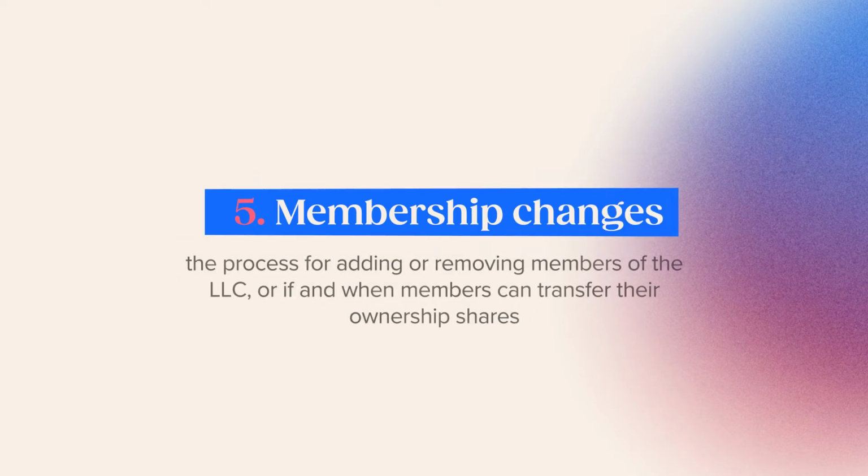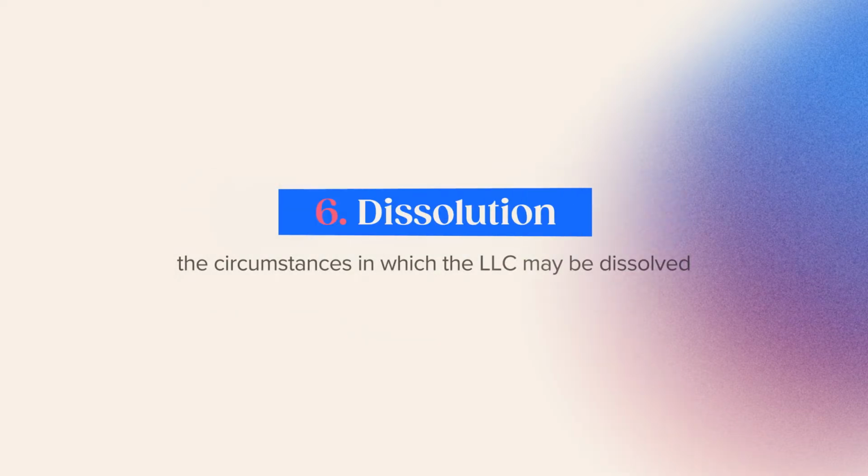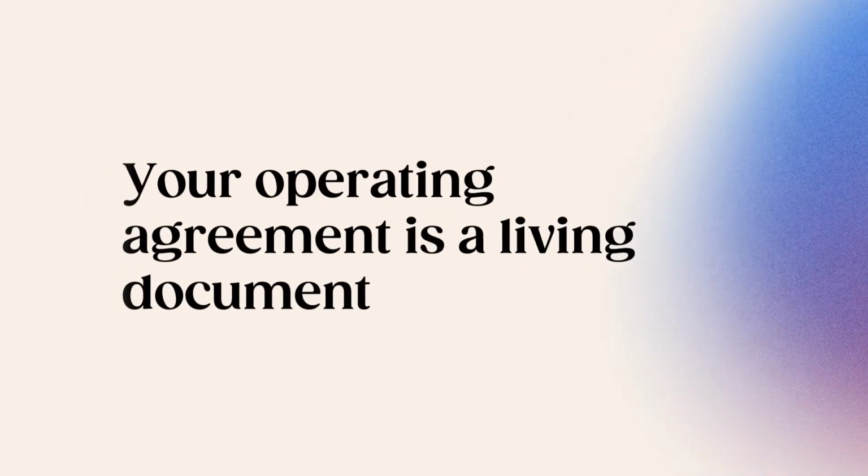Section 5, membership changes, the process for adding or removing members of the LLC, or if and when members can transfer their ownership shares. And lastly, Section 6, dissolution, explains the circumstances in which the LLC may be dissolved. Your operating agreement is a living document that should be updated each time there's a change in the membership or management of your company.